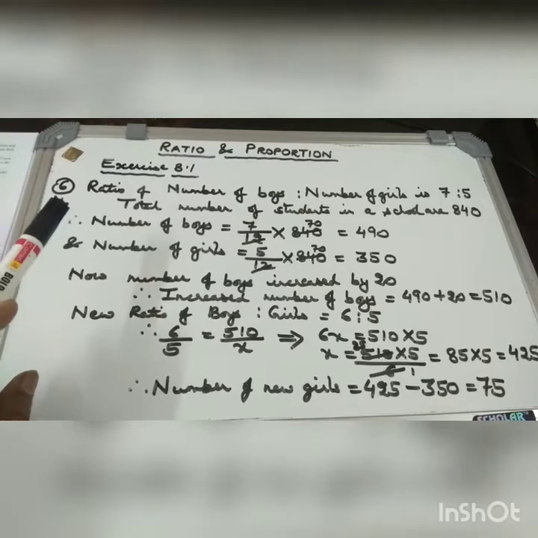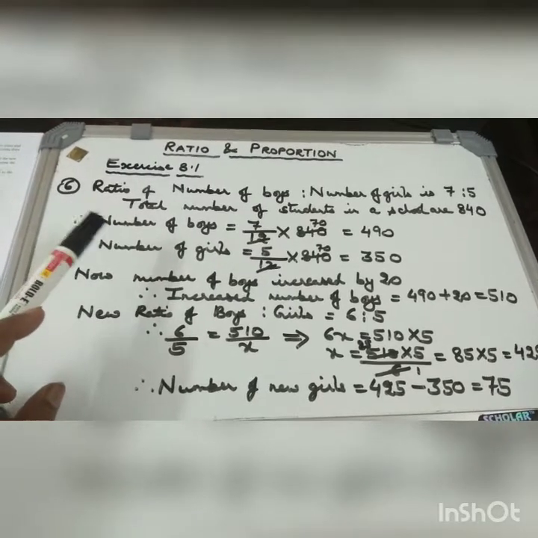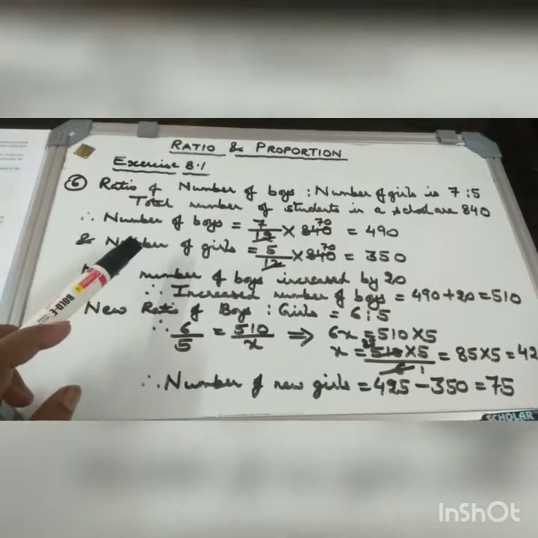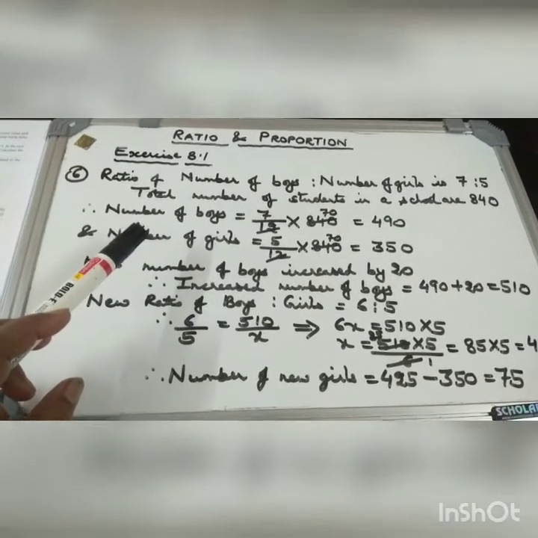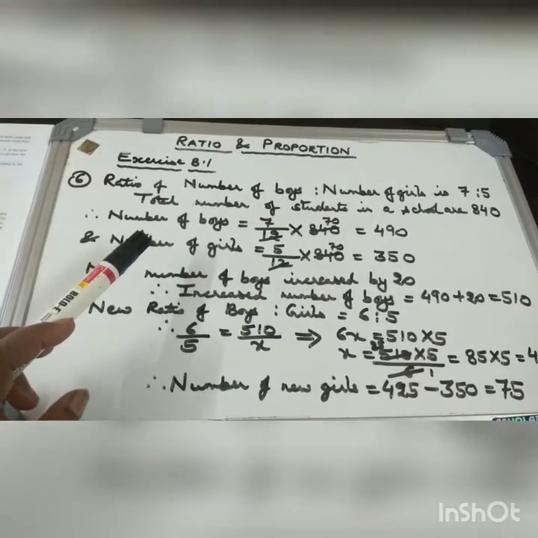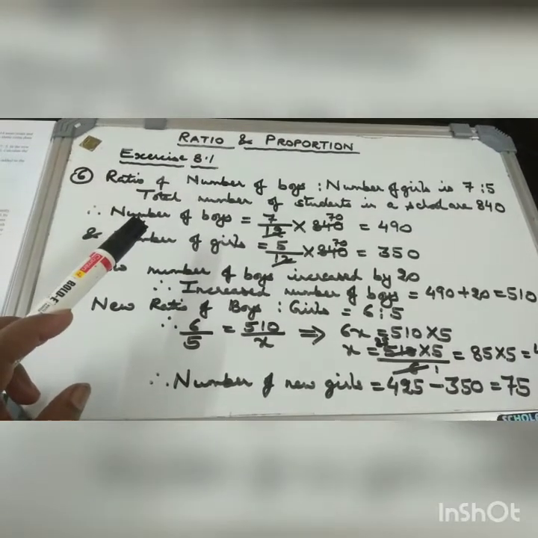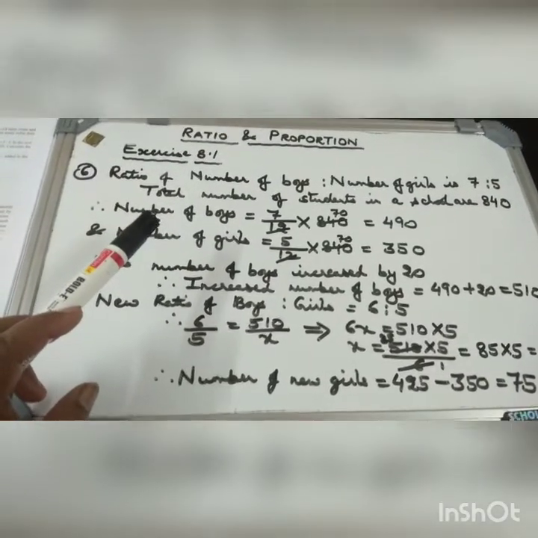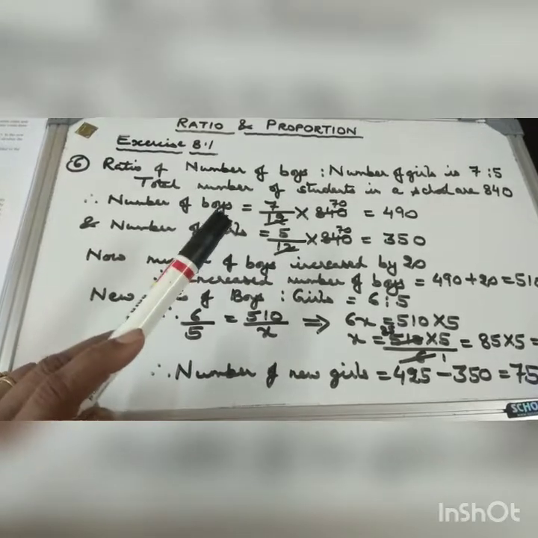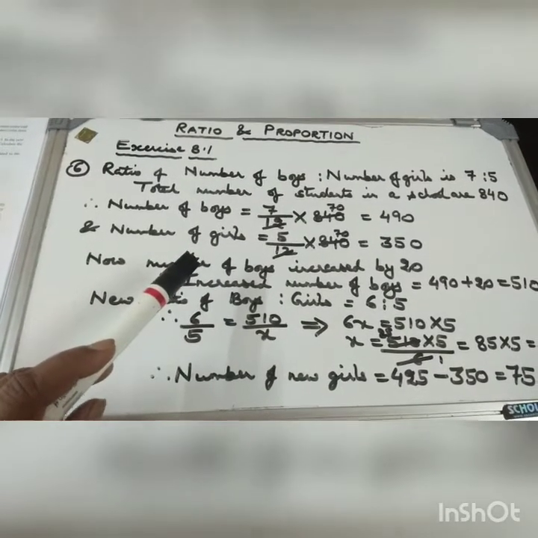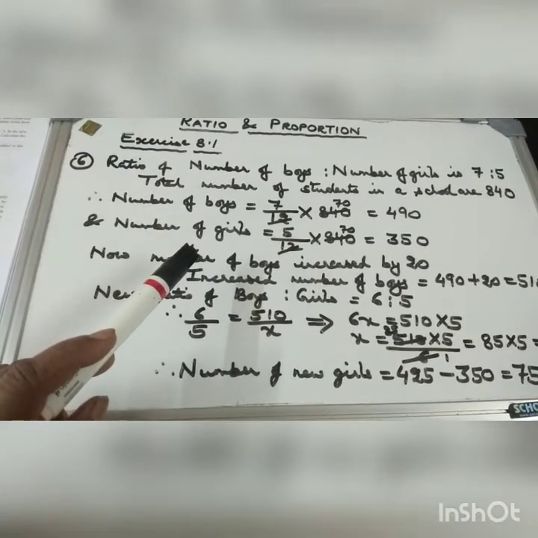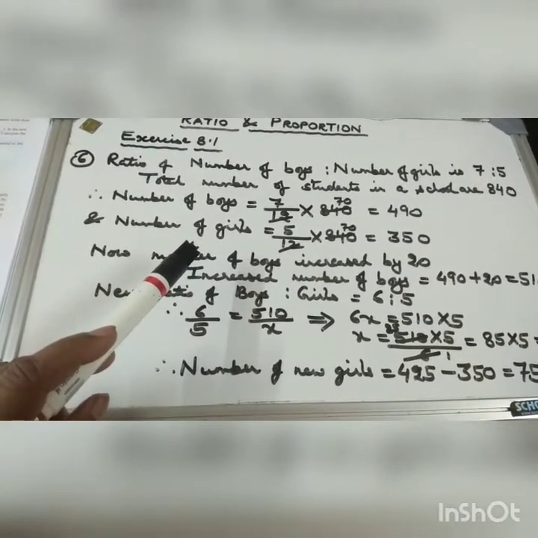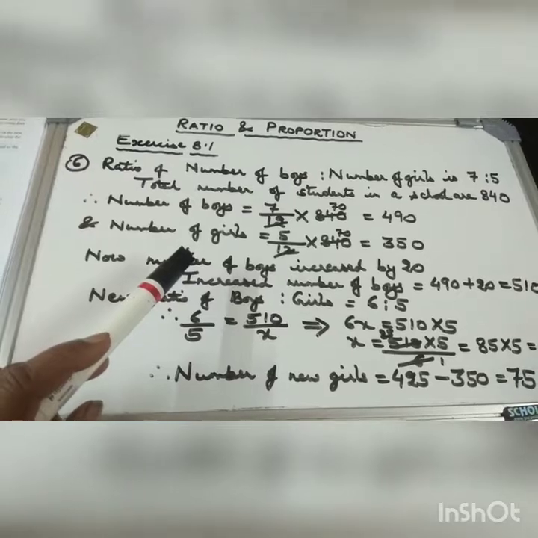Now we already know we can calculate the number of boys and the number of girls by division of ratios, that is, add the ratio 7 plus 5, that is 12. So the first part, the number of boys, becomes 7 upon 12 into 840. 12 sevens are 84, so 7 sevens are 49, so 490 is the number of boys.